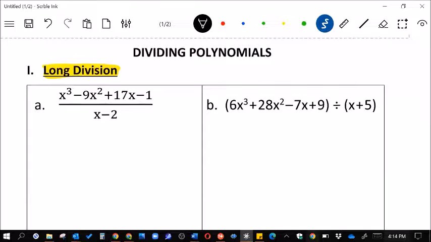Well, let's go over the basics of doing long division of polynomials and then doing the same problems with synthetic division so you can see the two methods. And you have to be able to do both methods, so let's work on it.